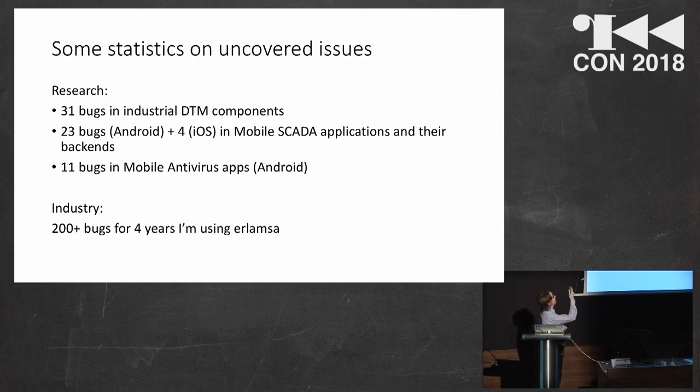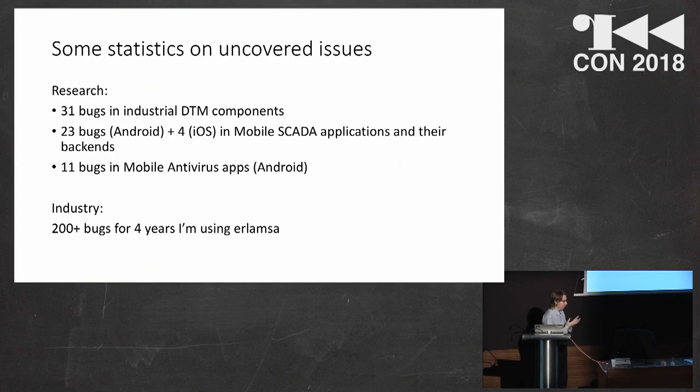I'm finishing. Some statistics on usage. So I used my tool in some researches: 31 bugs in industrial DTM components, 23 plus 4 in mobile SCADA applications, 11 bugs in mobile antivirus applications. They are all public researches. You can find them. I just don't want to refer to them because this is unconnected to any vendor talk.